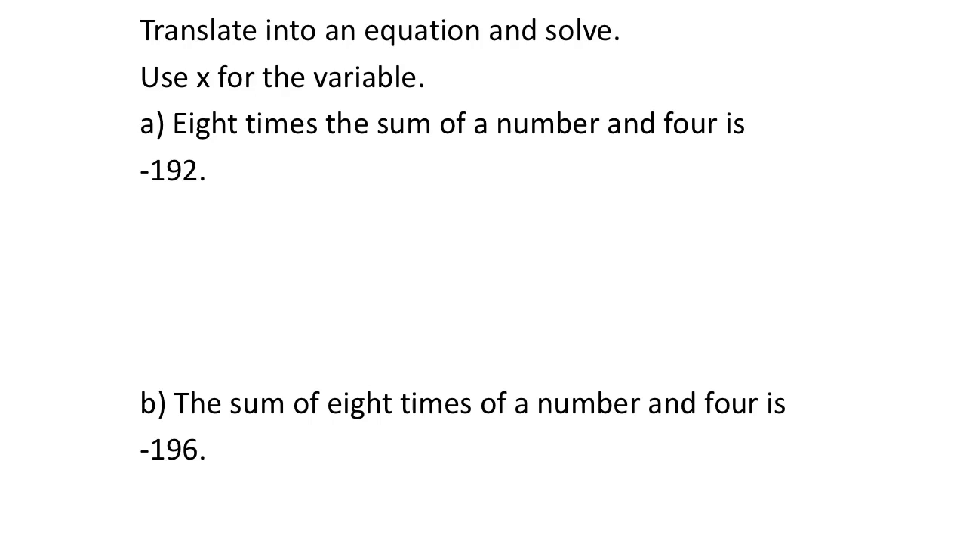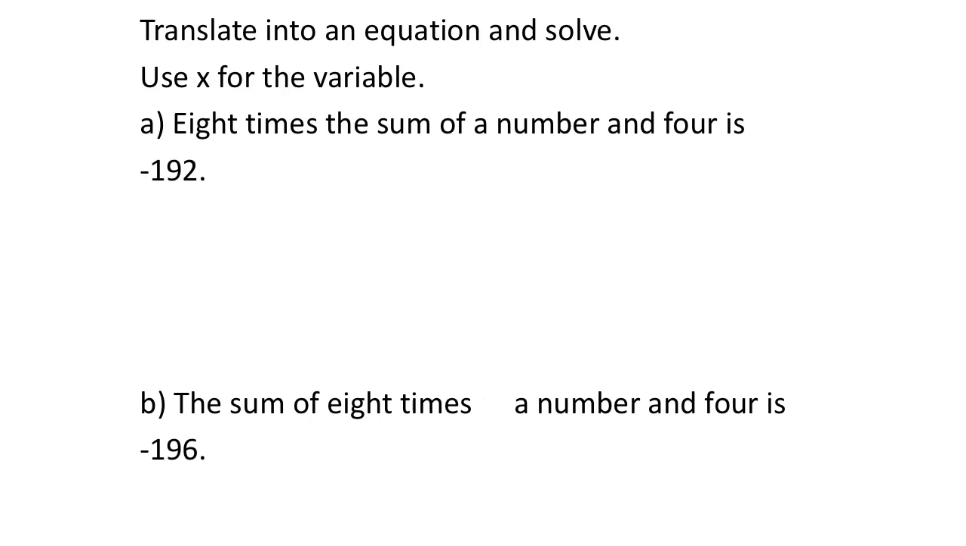All right, now there's two parts to this. It looks pretty much the same for these two, okay? I'm going to read both of them. And we'll use x as the variable. But A, 8 times the sum of a number and 4 is negative 192. Part B, the sum of 8 times a number and 4 is negative 196. There's a huge difference between these two, and they're going to look very different, and they're going to solve very different. But let's look at these one at a time, all right?